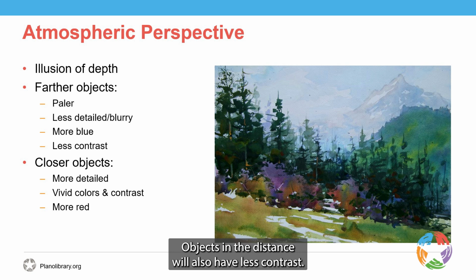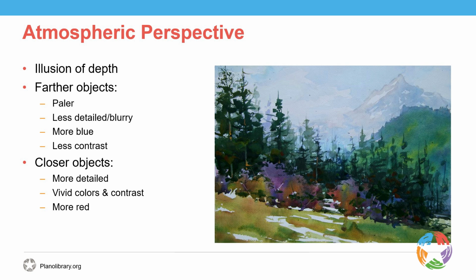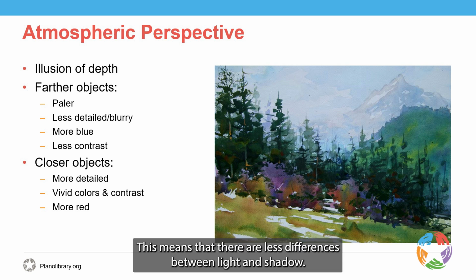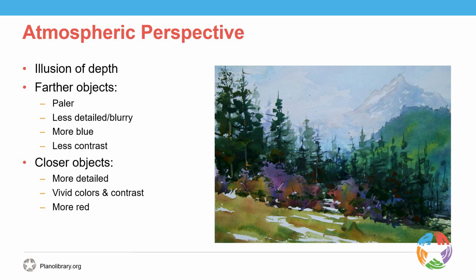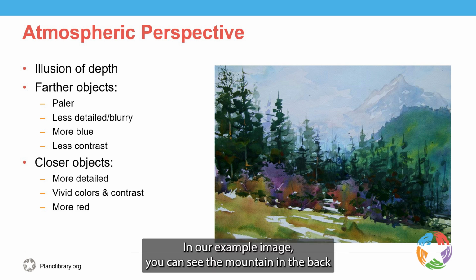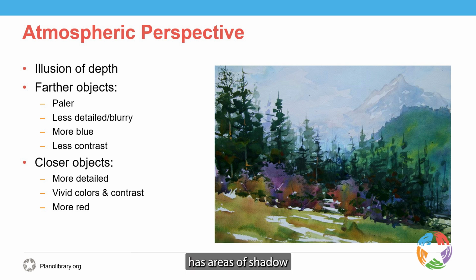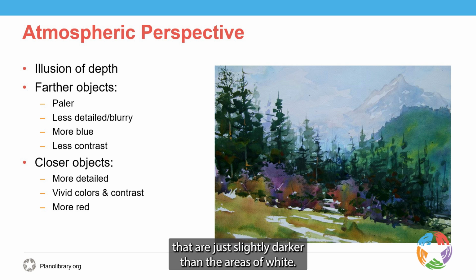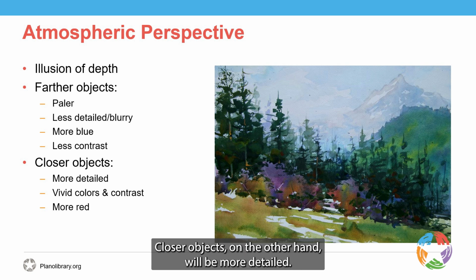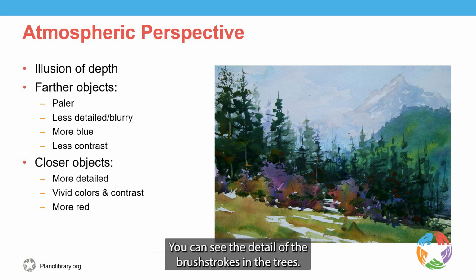Objects in the distance will also have less contrast. This means that there are less differences between light and shadow. In our example image, you can see the mountain in the back has areas of shadow that are just slightly darker than the areas of white. Closer objects, on the other hand, will be more detailed. You can see the detail of the brush strokes in the trees.